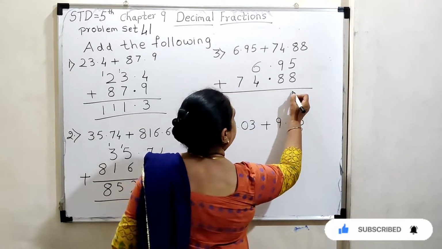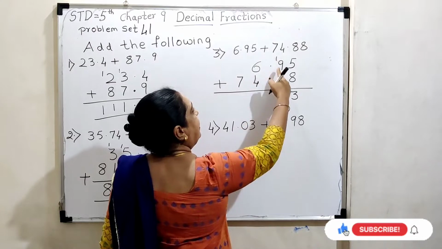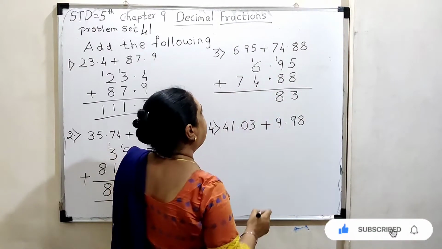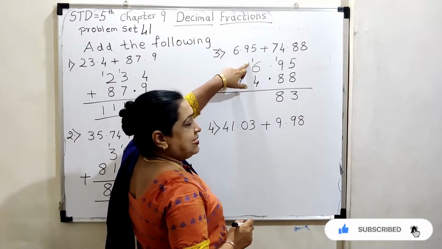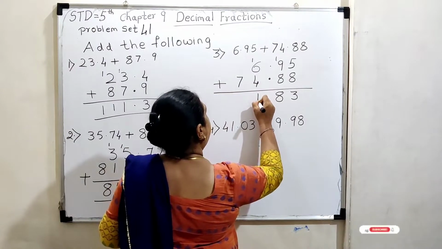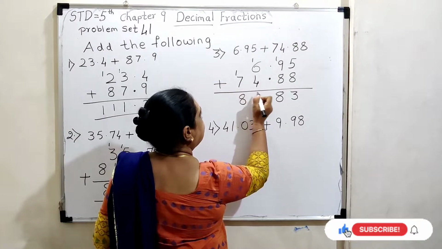8 and 5 is how much? 13. 3 carry 1. 9 and 1, 10. 10 and 8, 18. 6 and 1, 7. 7 and 4, 11. 1 carry 1 over here. 7 and 1 is 8. Put the point over here.